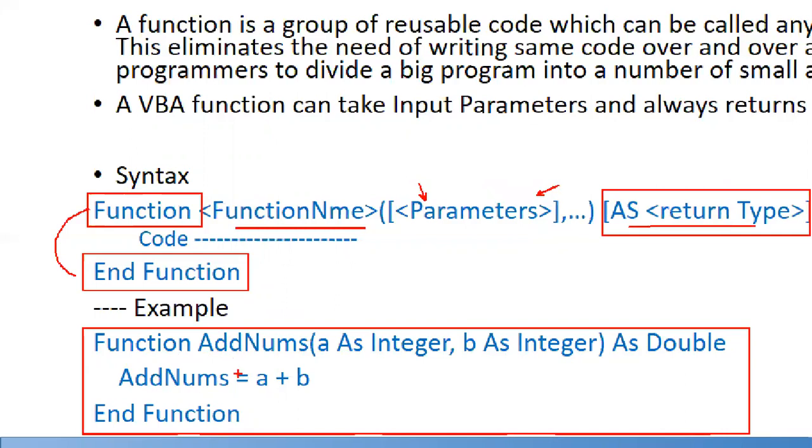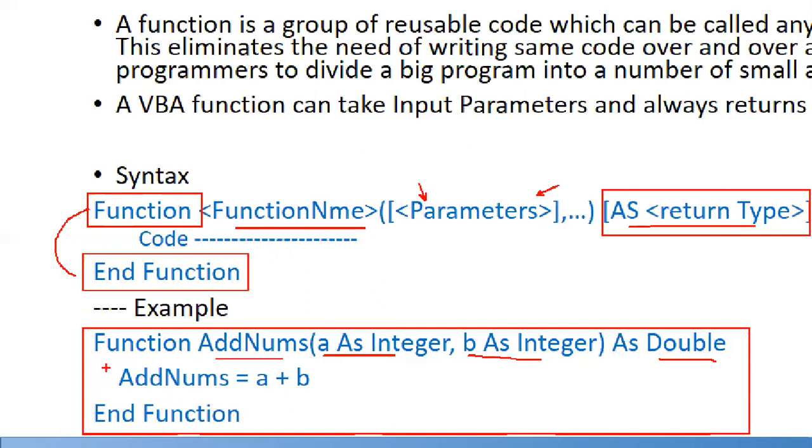It is defined like this: Function AddNums. AddNums is the name of this particular function that I have given, so this is my custom function. It takes A as Integer, B as Integer. That means it takes these two inputs and returns an output of type Double, which is passed to whichever environment calls it.